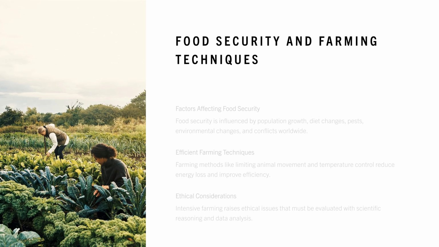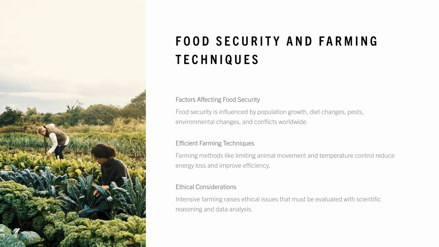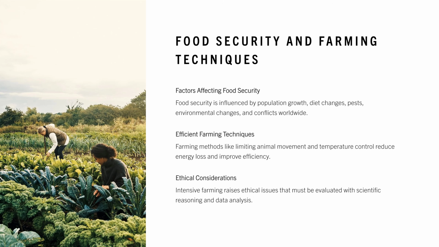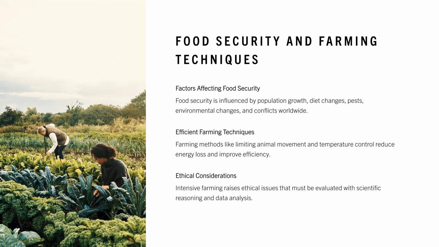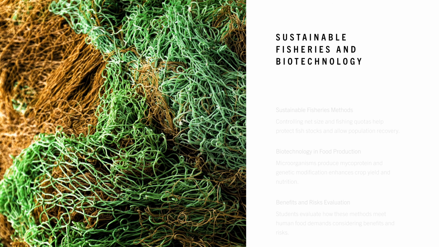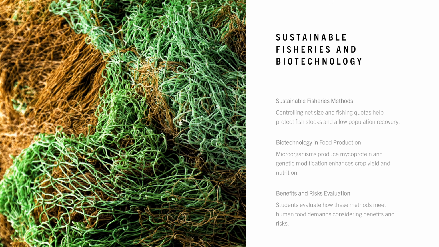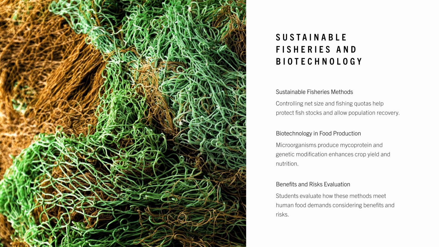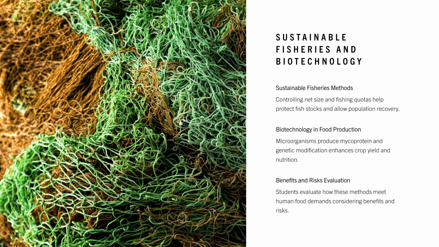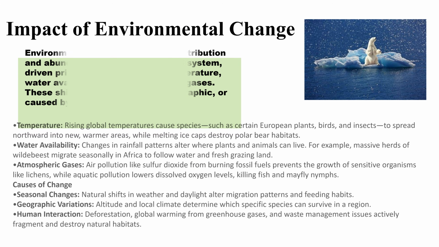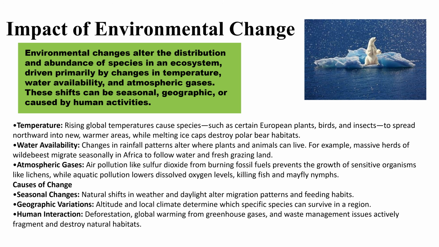Food security is affected by factors like population growth, climate change, pests, and disease that reduce food availability. Farming methods like selective breeding, genetically modified crops, pest control, and fertilizers help increase food production. Sustainable fisheries protect fish populations by controlling catches, using quotas, and setting up marine reserves. Biotechnology can help produce disease-resistant crops and clean polluted environments using microbes, supporting sustainable ecosystems. Environmental changes such as pollution, climate change, and habitat destruction can upset the delicate balance in ecosystems.